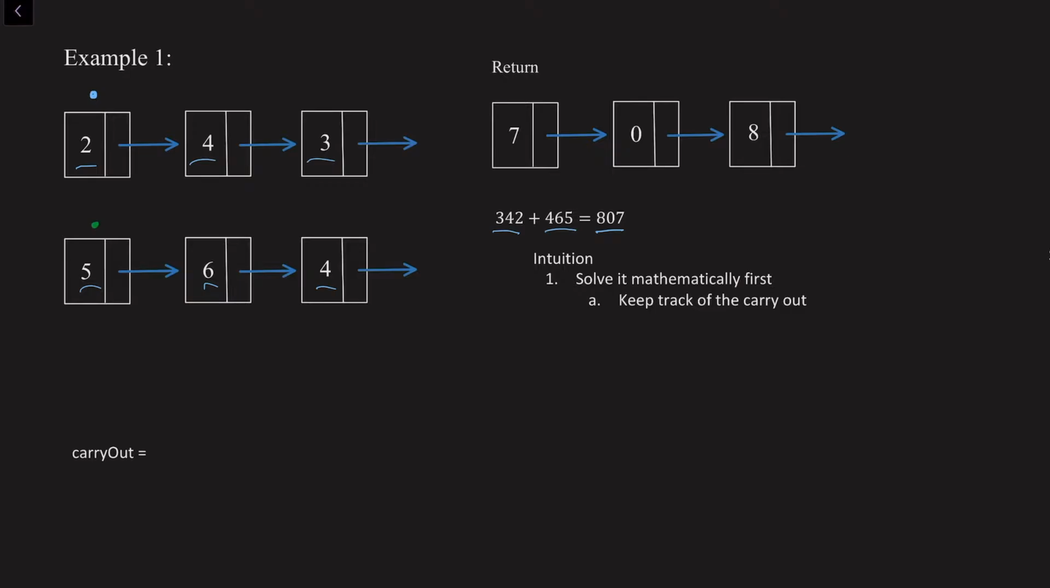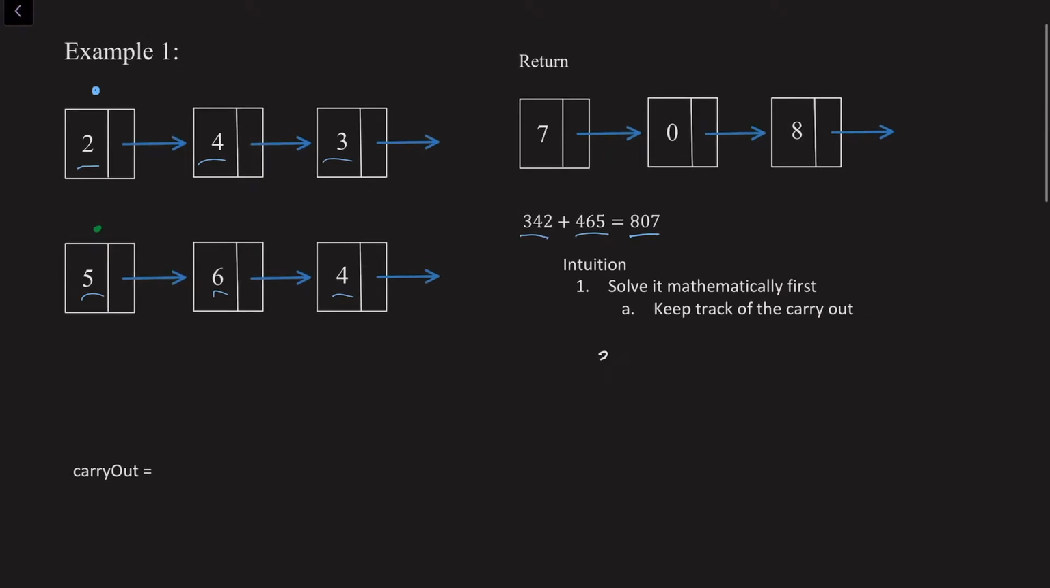solve the math first on our own. So let's actually do that. So this first example is 342 plus 465, and we usually start from the right. So 2 plus 5 is 7, 4 plus 6 is 10, but we only write 0 down, and we have a carry out, and then we have 1 plus 3 plus 4, which is 8.